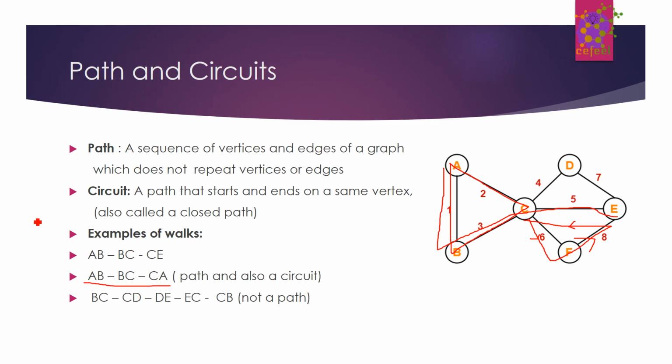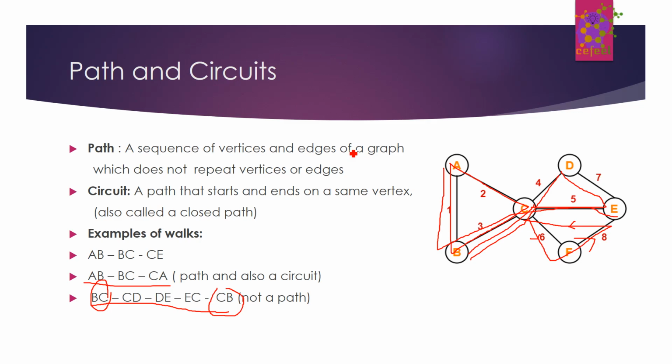Cool. Now let's see if the example mentioned here is a path or not: BC, CD, DE, EC and CB. This is not a path because we are repeating the edge BC twice and we have covered the vertex C probably 3 or 4 times. So hence it's not a path, neither is it a circuit. As an exercise, I would leave it to you to identify any more circuits that are present in this graph.